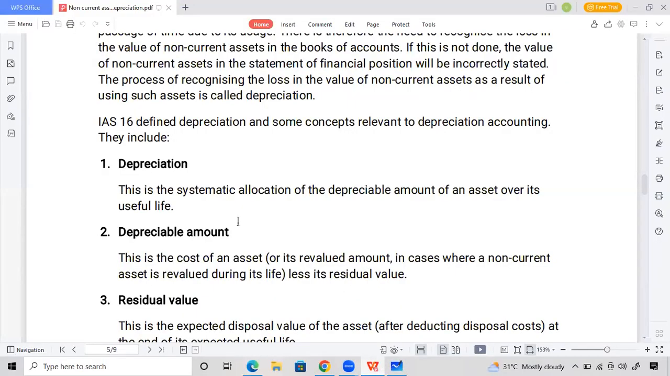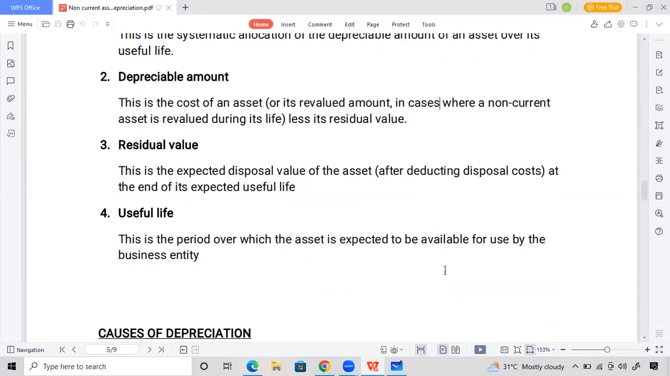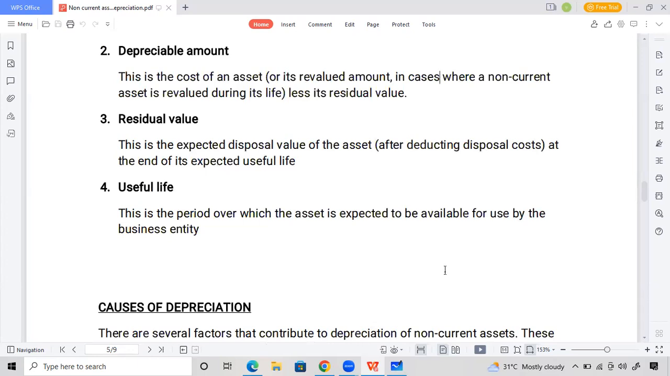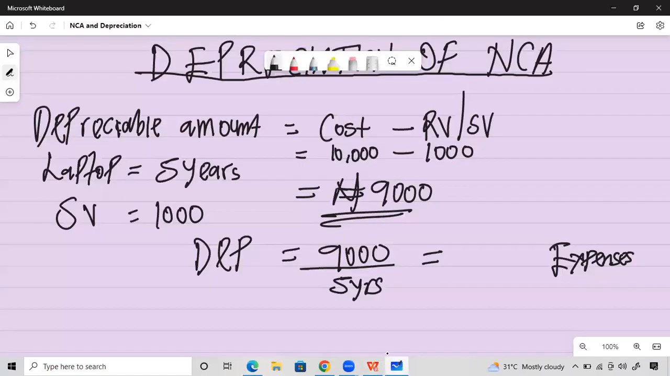So that is what? Depreciable amount. Depreciable amount is the cost of an asset or the value amount, in the case of a non-current asset, less the residual value. When we now say residual value, this is the expected disposal value of the asset at the end of its useful life. That is what we call residual value.